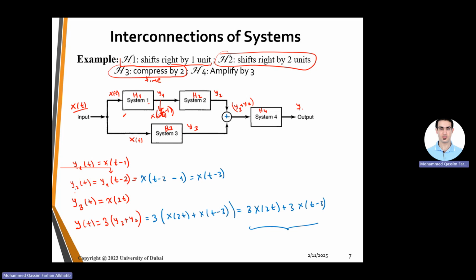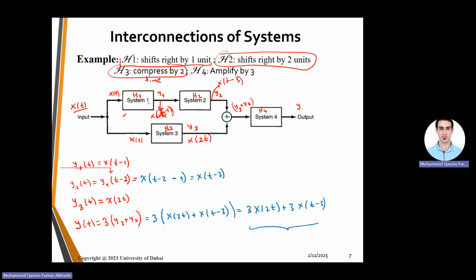Then system 2 shifts right by 2 units. So I will have x of t minus 1 minus 2, which is x of t minus 3. Now, H3 compresses by 2. Notice the input for H3 is just x of t. When you compress, what will be the output here? X of 2t. When you compress, the coefficient is larger than 1. When you expand, the coefficient is less than 1. Sorry, expand. Shrink and compress are the same.